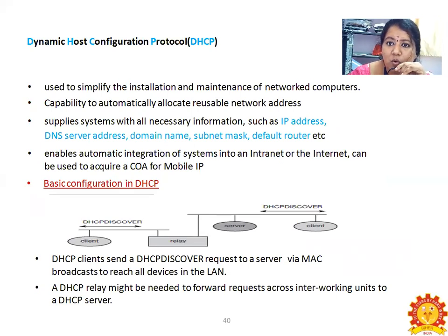DHCP, which is the dynamic host configuration protocol, is simply used to simplify the installation and maintenance of network computers. It has the capability of automatically locating reusable network addresses. So it enables the automatic integration of systems into an intranet or the internet, and it can be used to acquire the COA for the mobile IP.